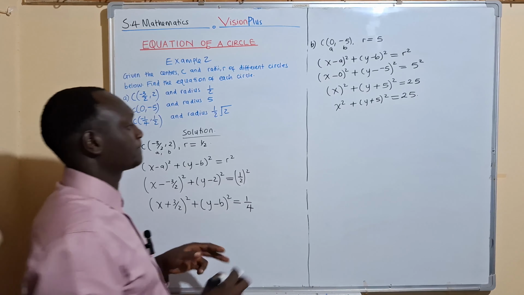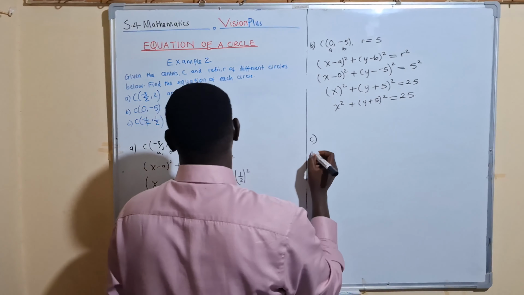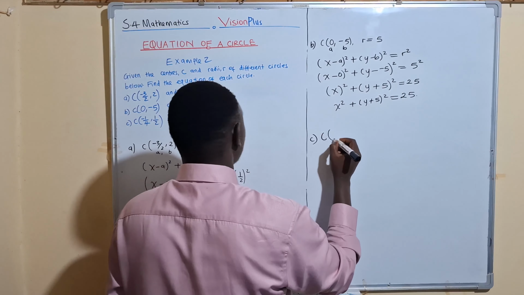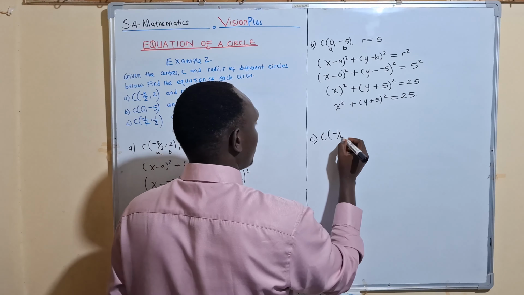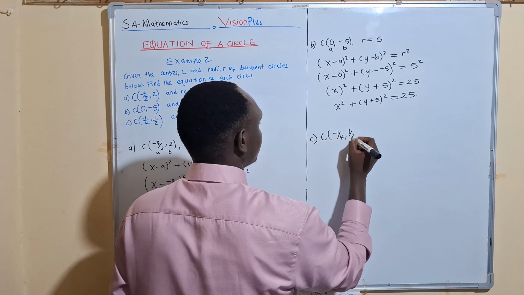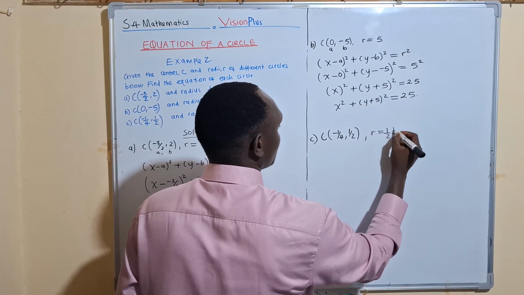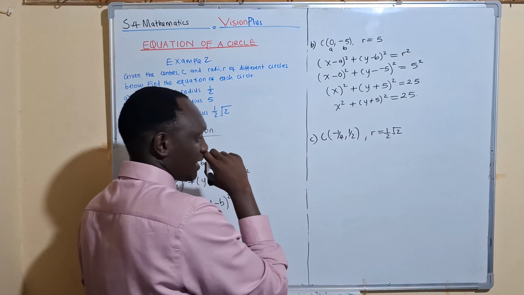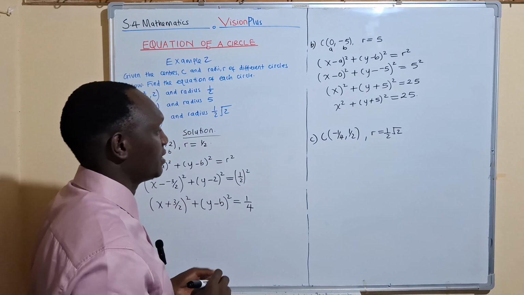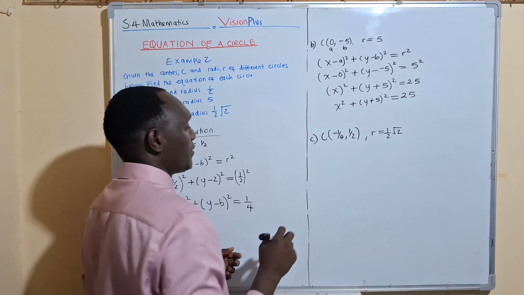Going to part C. Part C says that we are given center C as -1 out of 4 and a half, and we are given radius of a half root of 2. Don't get scared, just substitute and follow the laws of sign and powers.